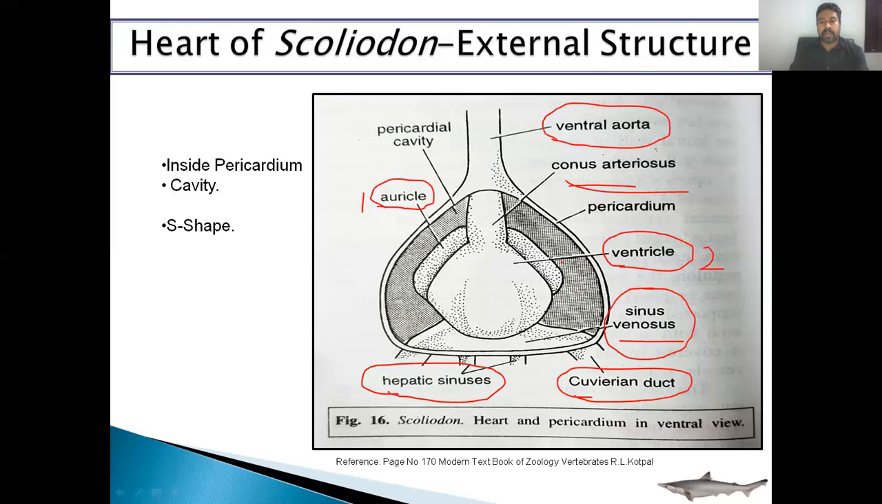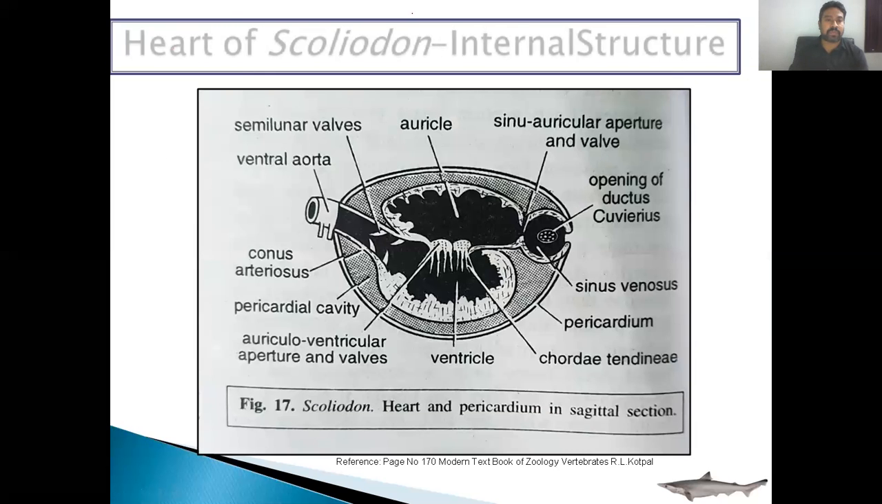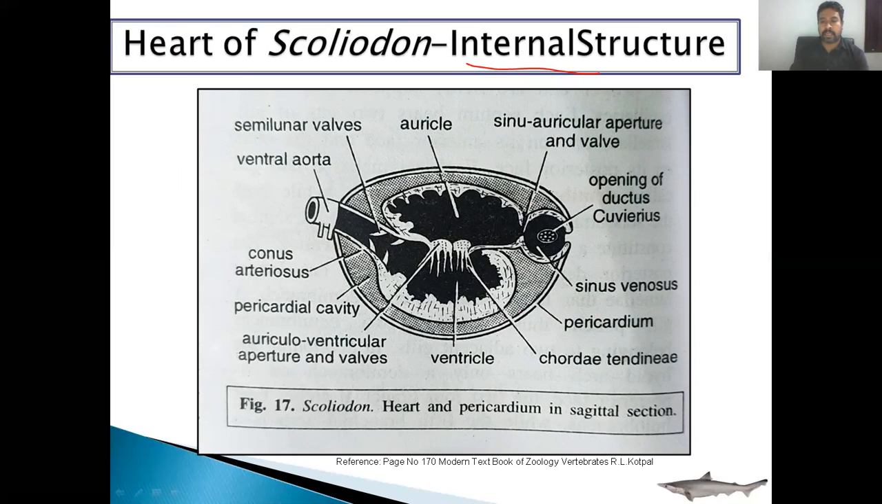If we study the internal structure of the heart of Scoliodon, we can see the sagittal section of this heart, and here we can see the letter S shape. This is the first chamber, called the sinus venosus, and it receives the venous blood from the hepatic sinuses and ductus cuvarii, and this opens to the first primary chamber, the auricle.